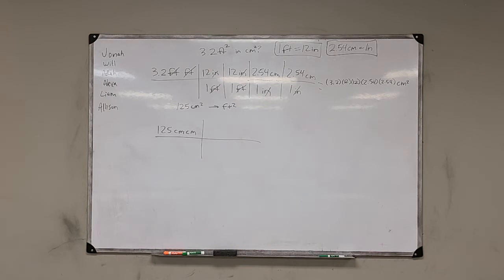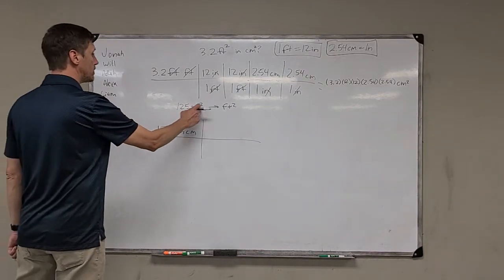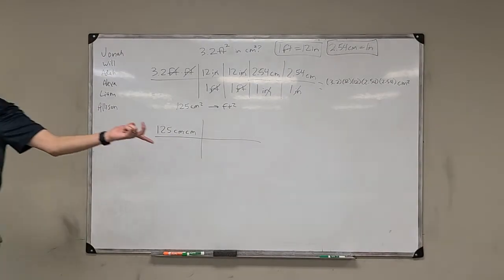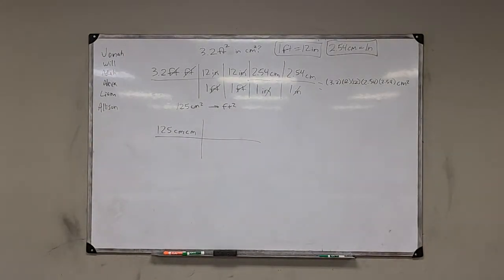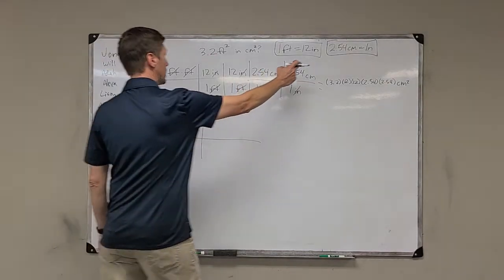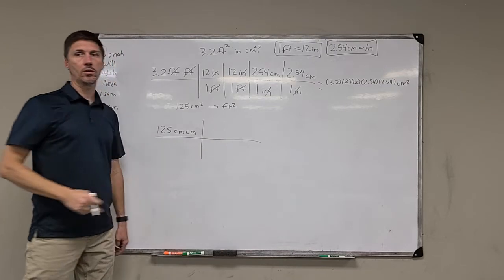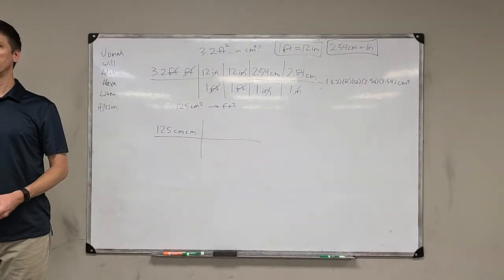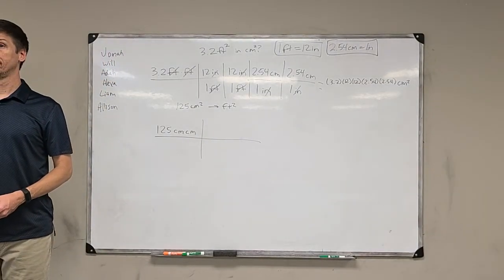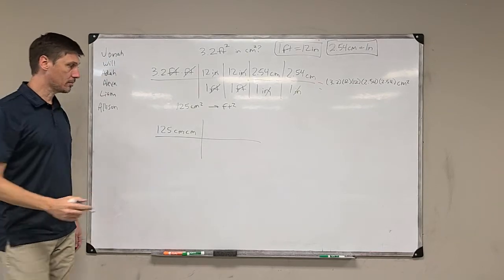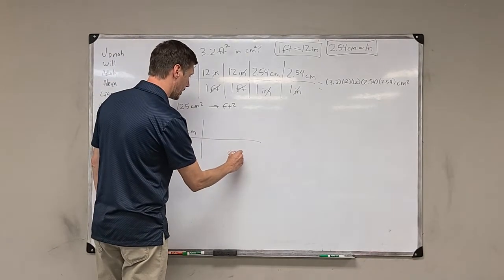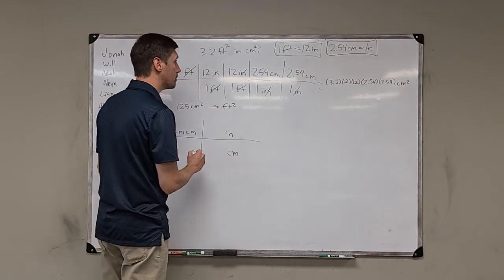So where am I going? I got to go eventually from centimeters to feet. But I don't have a relationship between centimeters and feet, so what do I have to have in the middle? Inches, right? So I'm going to use this relationship here. What unit do I want on top, and what unit do I want on bottom? Centimeters on bottom and inches on top. Centimeters on bottom, because if they're on the top, they're not going to cancel out like I need them to. So I'm going to put inches on the top, centimeters on the bottom.